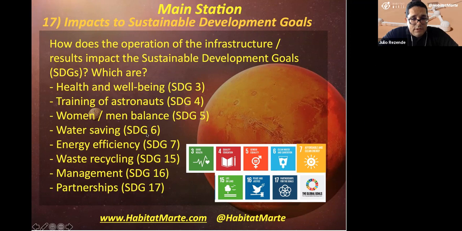Water saving, goal 6, energy efficiency, goal 7, waste recycling, goals 15 and 12, the management, goal 16, and the partnerships related to goal 17.